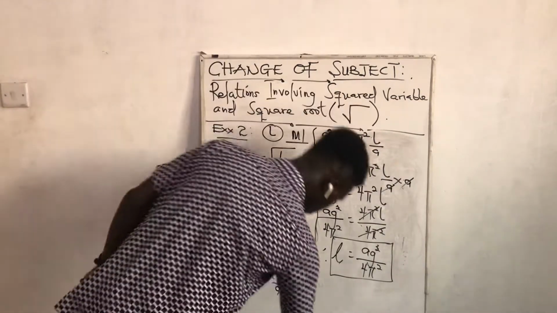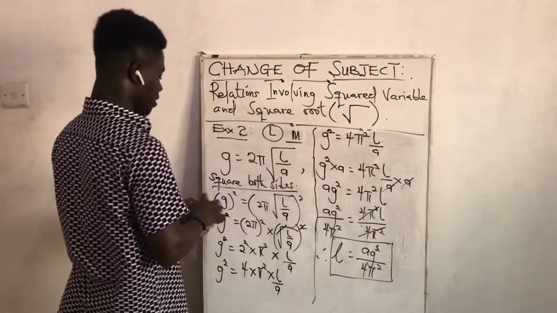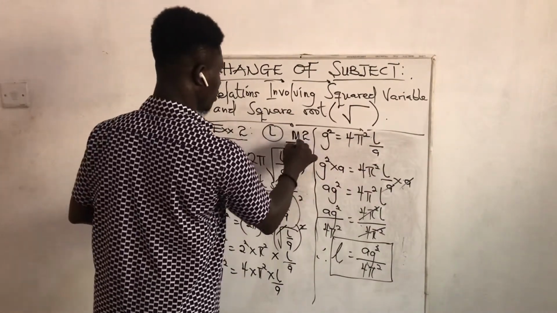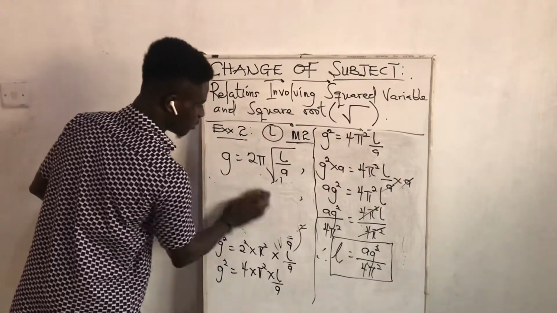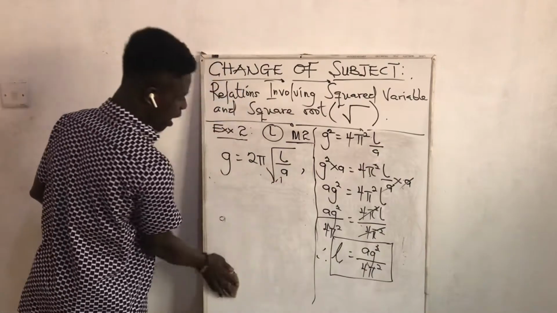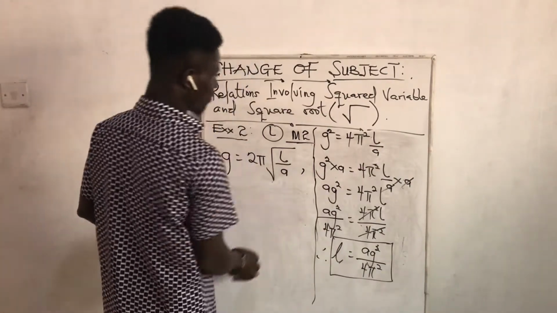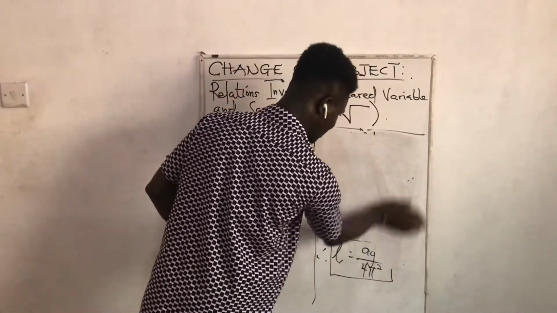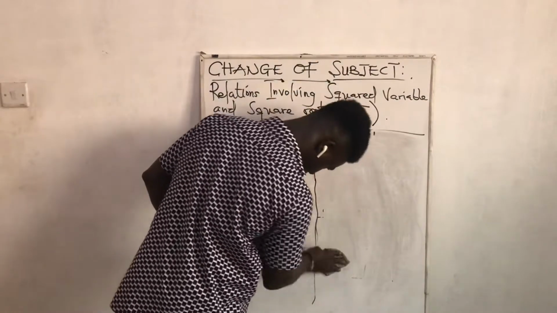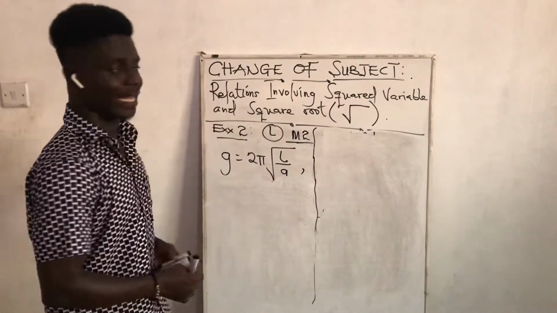So let's move on. Let's see method 2 in solving this. Now this time around, we won't square both sides, but we will rather divide both sides by what? 2 pi. Divide both sides by 2 pi.